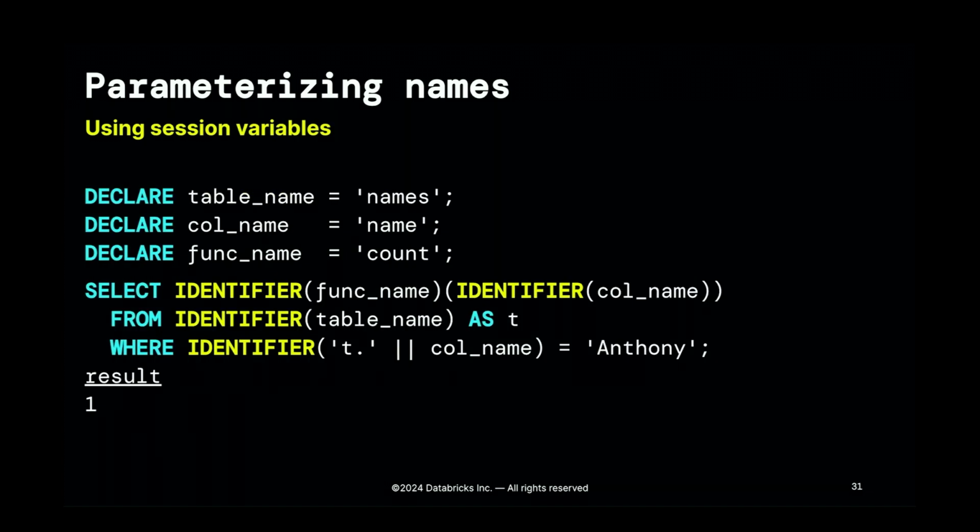Here's an example using session variables. We have a table name called names, a column name called name, and a function name called count, and now I'm doing SELECT IDENTIFIER(function name), IDENTIFIER(column), kind of crazy stuff. At the bottom, you also see how I made a qualified name by using a constant expression. The column name is constant because it's a session variable. We know what it looks like when we start the statement, and then it's just concatenated with a schema qualifier.